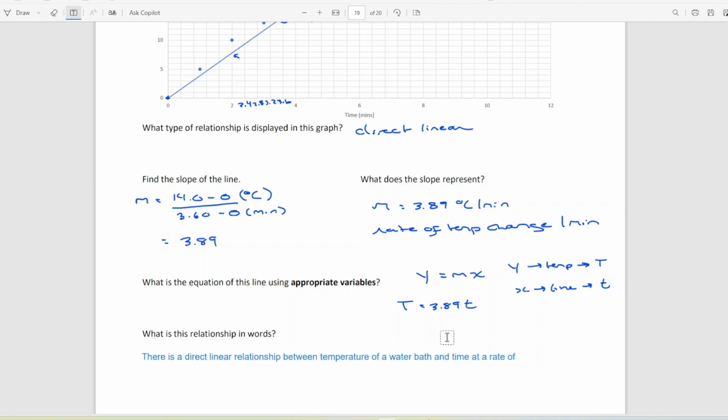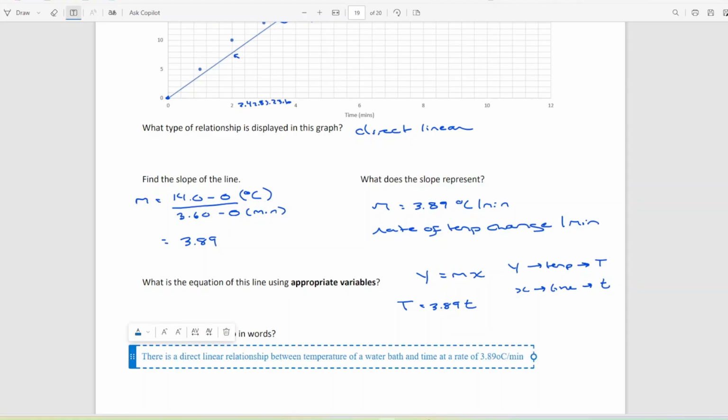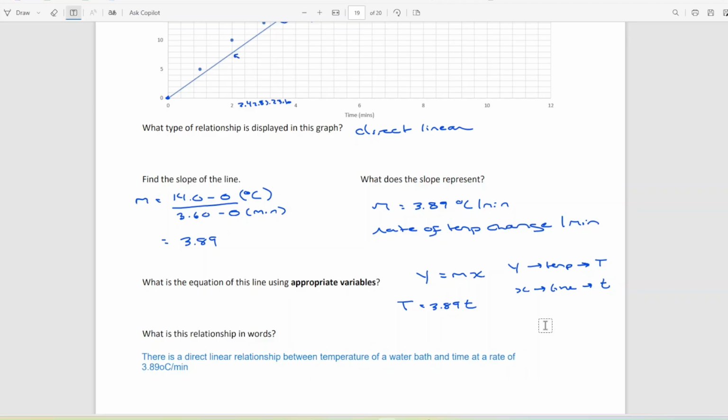So hopefully this is starting to feel a little bit repetitive, and you'll understand that every linear graph we sort of describe the same way. The variables will change, the scenarios will change, but how we find slope is the same, how we interpret slope is the same, and then how we write our relationship in words is pretty much the same. Sorry, my computer has a glitch. I have to hit enter for it to all show up.